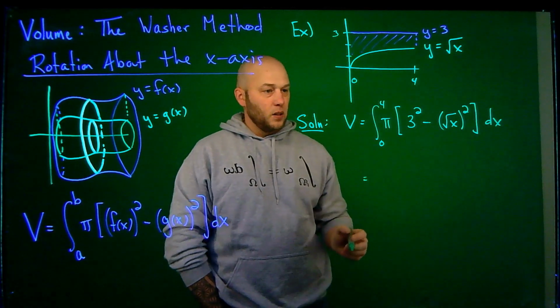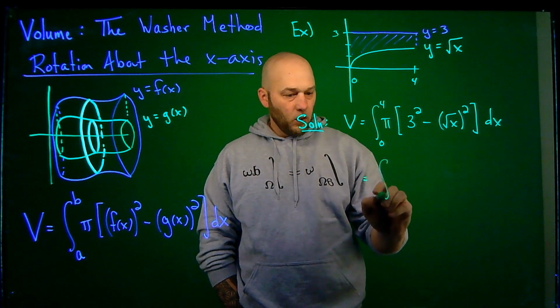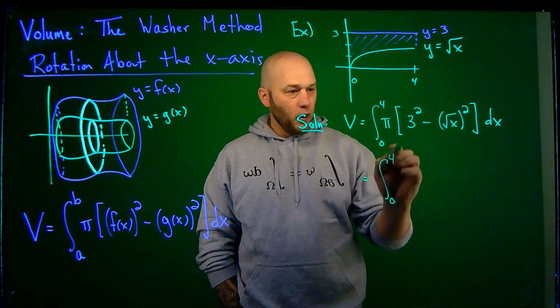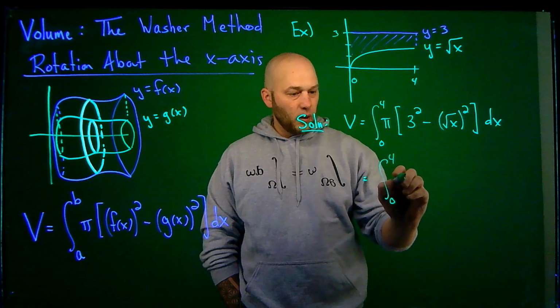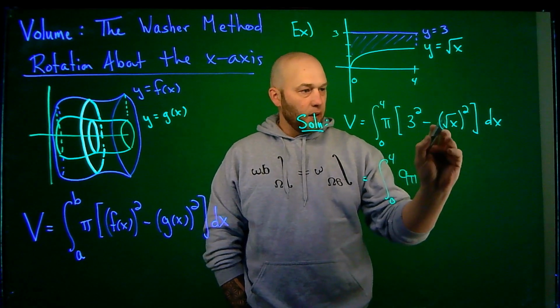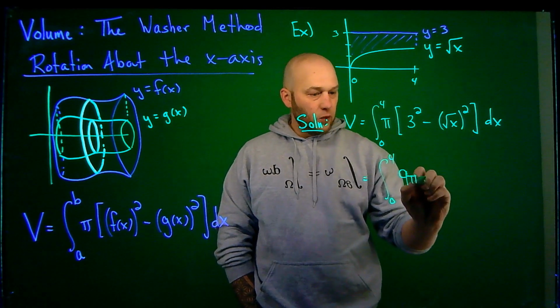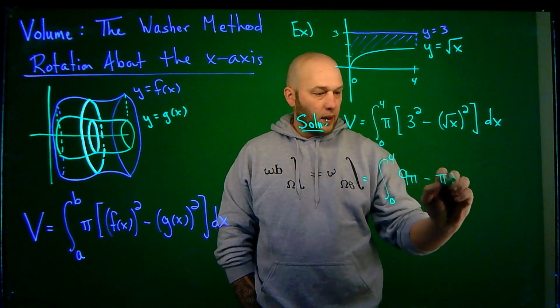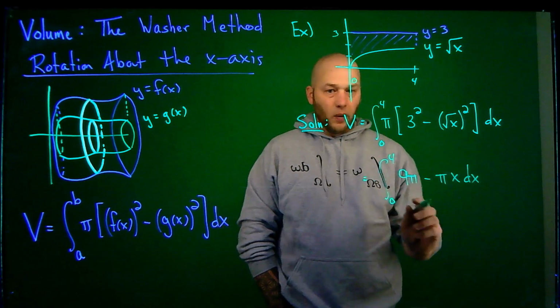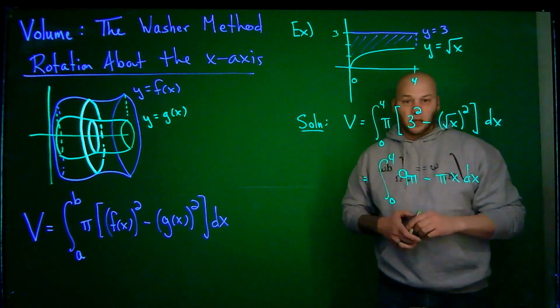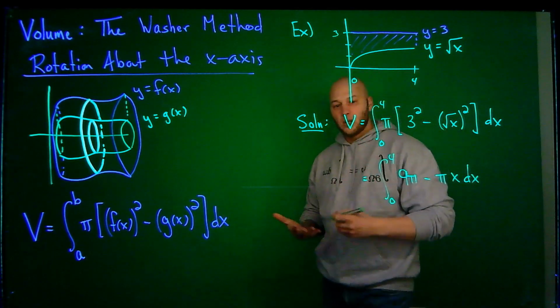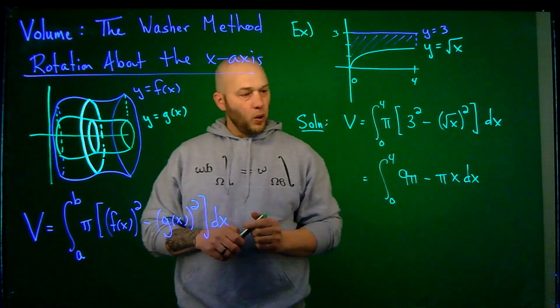And then let's see what this gives me. Integral from 0 to 4. Of course, 3 squared is 9, so that would be 9 pi. And then square of root x is x. And then multiply that by pi gives me minus pi x dx. Now, relatively speaking, that's a pretty trivial integral once you are in this portion of your Calc 2 course.